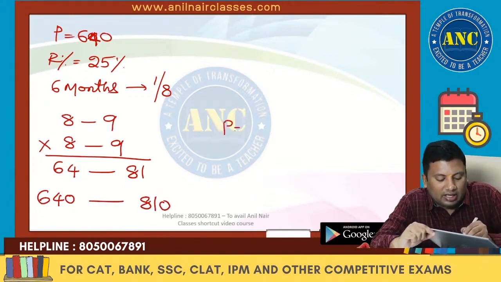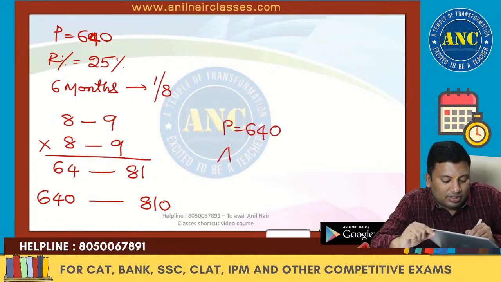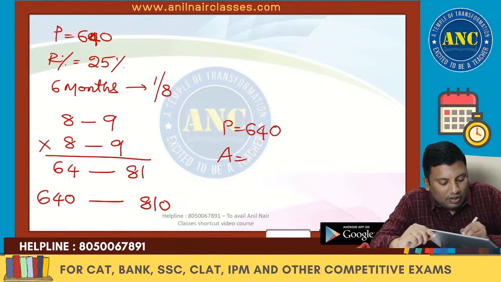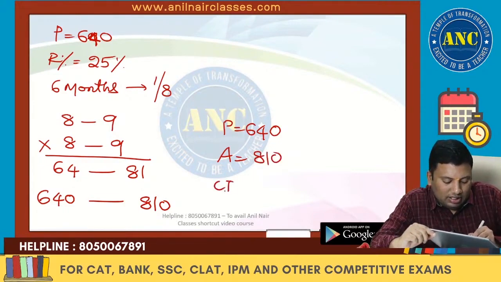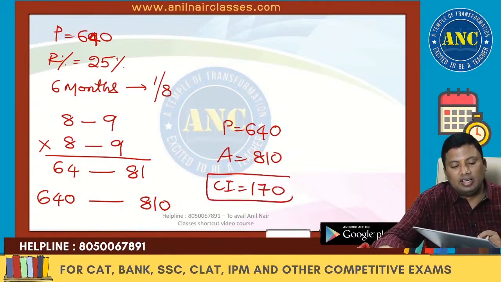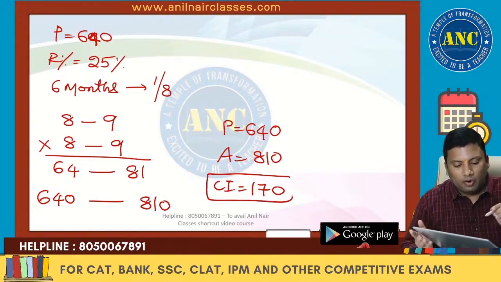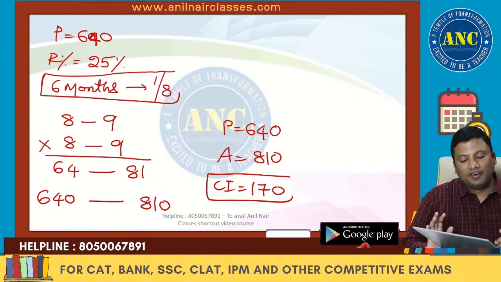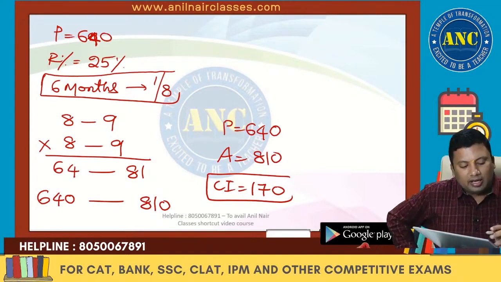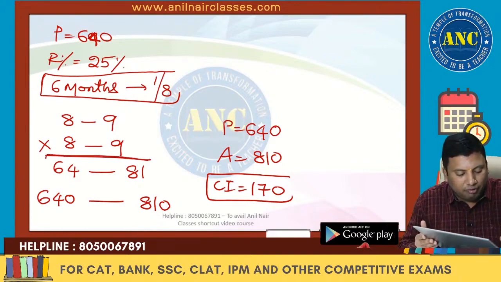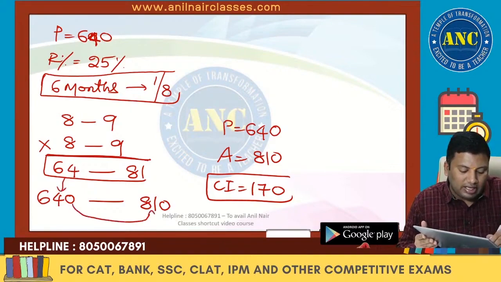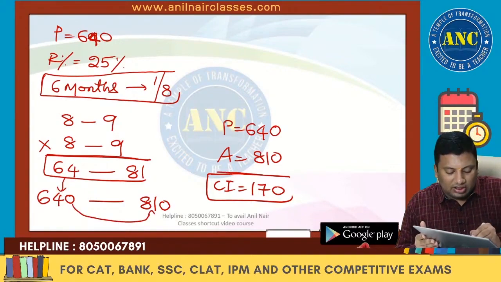So principal is nothing but 640, which is 10 times. Amount is nothing but 810 and CI is nothing but 170. I hope the idea is clear. If it is 1 by 4 for the entire 1 year, for 6 months it is 1 by 8. 8 becomes 9, 8 becomes 9. 64 is nothing but 81. But according to the question, 640 is becoming 810. So extra is nothing but 170.